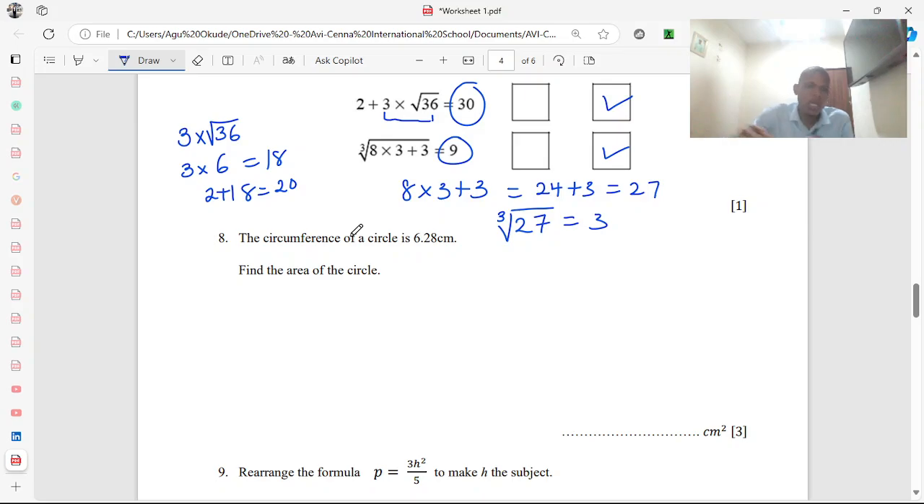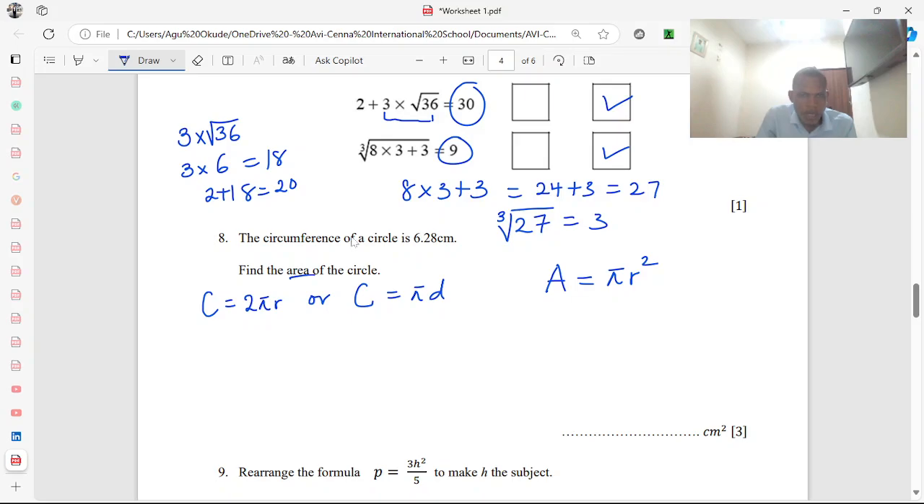Now for number 8, I have the circumference of a circle is 6.28 centimeters. Find the area of the circle. Now the formula you should use, the formula for the circumference C of a circle is given by 2 pi r, or you can use circumference is equal to pi d. Here r is the radius and d is the diameter. You can use any one to solve it. And the formula for the area of a circle, A, is given by pi r squared, right?